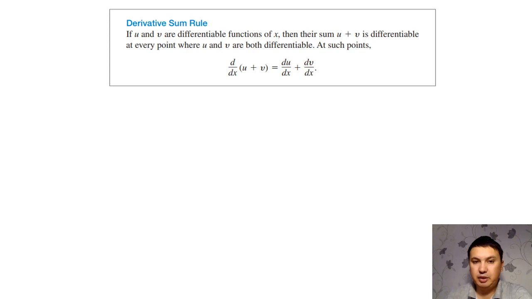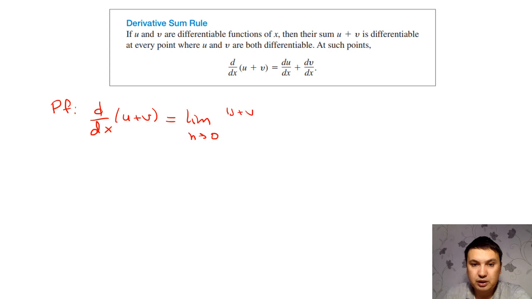Our next property is the summation rule. What it says is the derivative of the sum of two functions is the sum of the derivatives. Again, let's quickly prove it. So the derivative of u plus v, by definition, is the limit as h goes to 0 of u plus v, which I'm regarding as one function, at x plus h minus u plus v at x, everything divided by h.